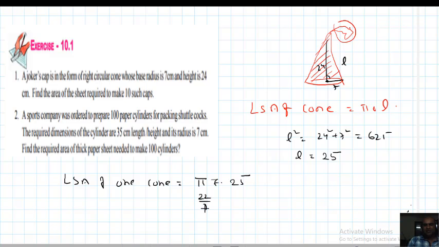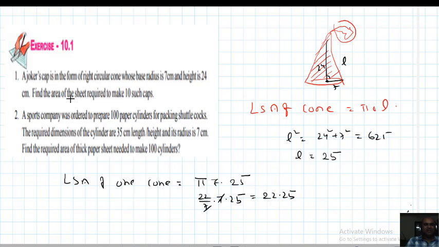So 22 by 7 into 25, 7 get cancelled, 22 into 25. Don't simplify. One important note, students, in mensuration problems, don't simplify initially. At last step we will simplify, that is important. So don't multiply, just leave it.